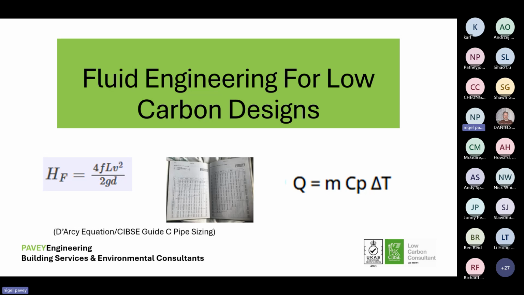One is the DRC equation on the left-hand side, which you haven't got to work out because CIBSE Guide C gives you the answers in pipe tables. The equation on the right hand side is important because heat is equal to the mass of fluid flowing times the specific heat capacity times the delta T, the temperature difference. So clearly, if you increase the delta T, you reduce the mass flow.